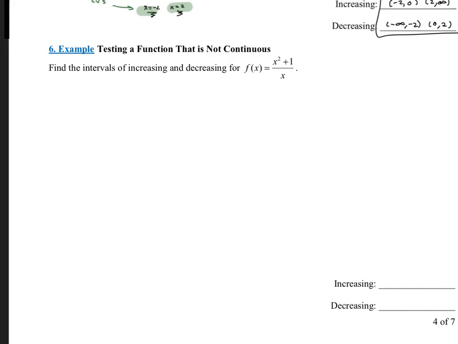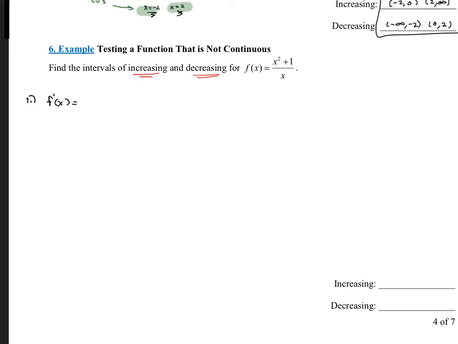Let's work through this next problem together. Again, we want to know when it is increasing and when it is decreasing, which means we need to look at the derivative. When is the derivative positive and negative? That means we need to use the sign chart method. First thing I need to do is find that derivative and find those critical values.